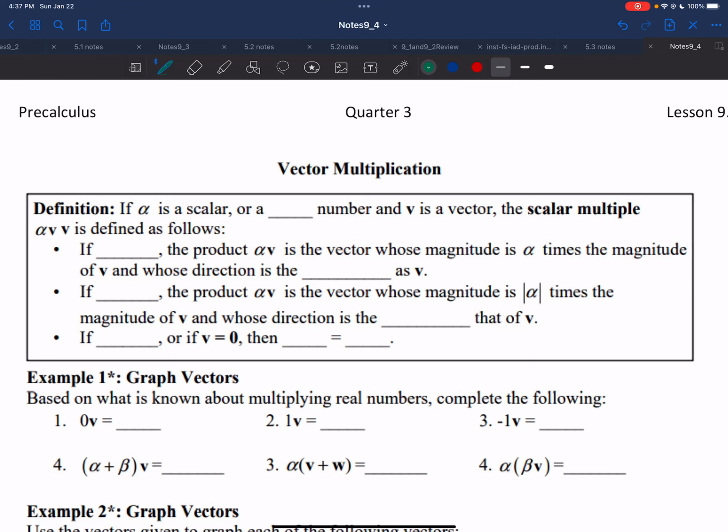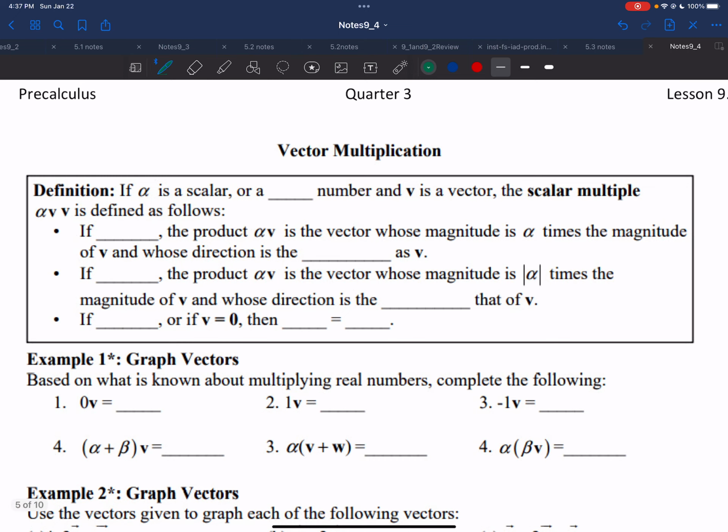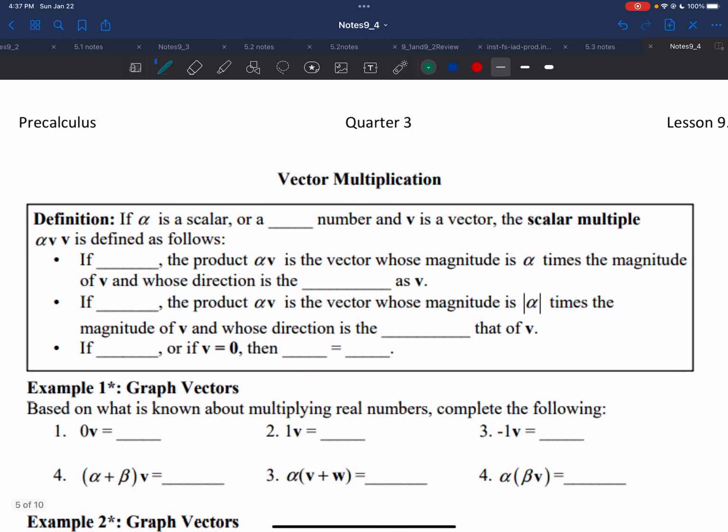Right, let's go ahead and dig into some vector multiplication now that we've got addition down pat. We're going to first define a couple things, and then we're going to run you through some examples of what it would look like, and then we'll do some graphing of some vectors as well.